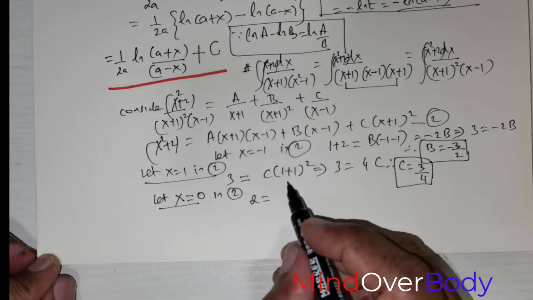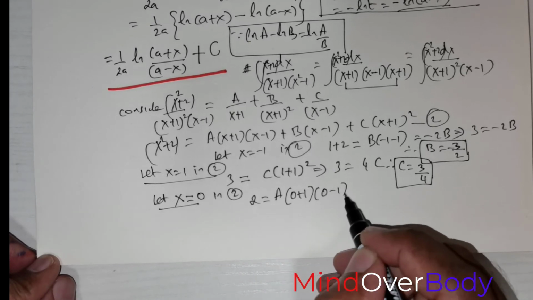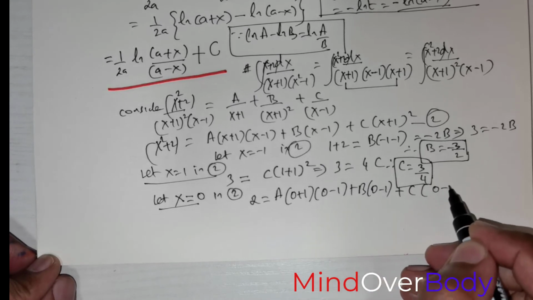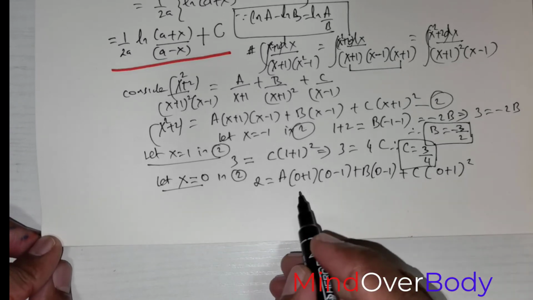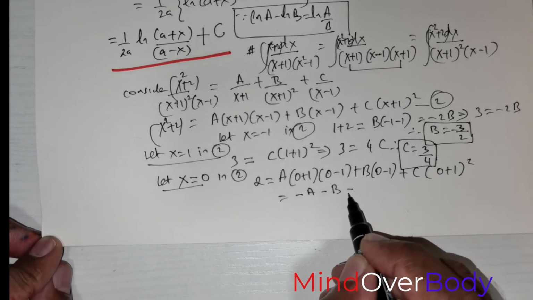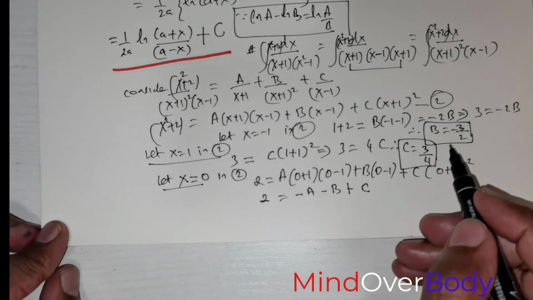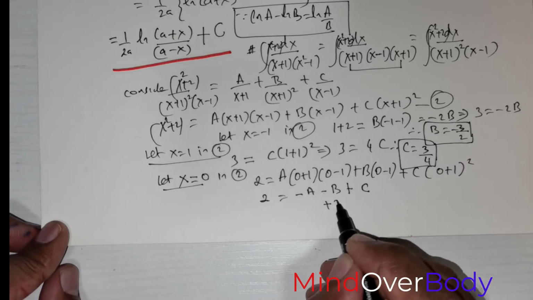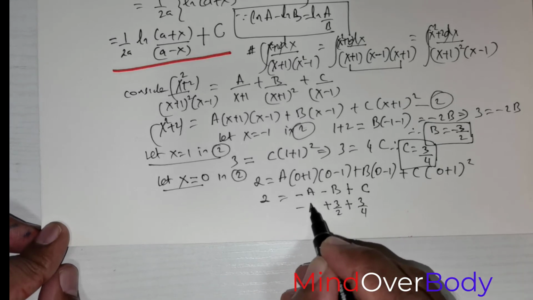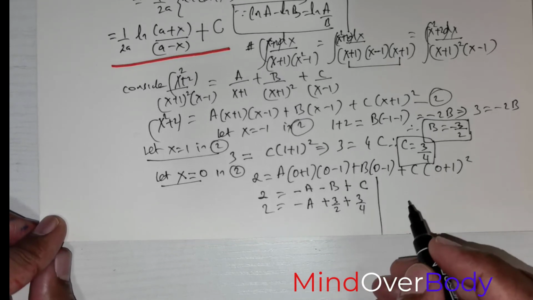On the right hand side I would get a(0+1)(0-1) + b(0-1) + c(0+1)^2. So this is going to give me negative a, this is going to give me negative b, this is going to give me positive c, and on the left hand side I've got a 2 here. Now the value of b is negative 3 over 2. So this is going to be positive 3 over 2 followed by a 3 over 4 and a negative a there. So let me draw a line here so that I can use the space here.